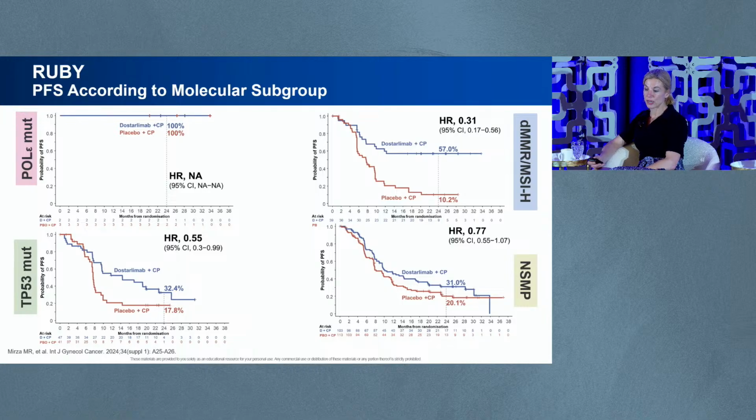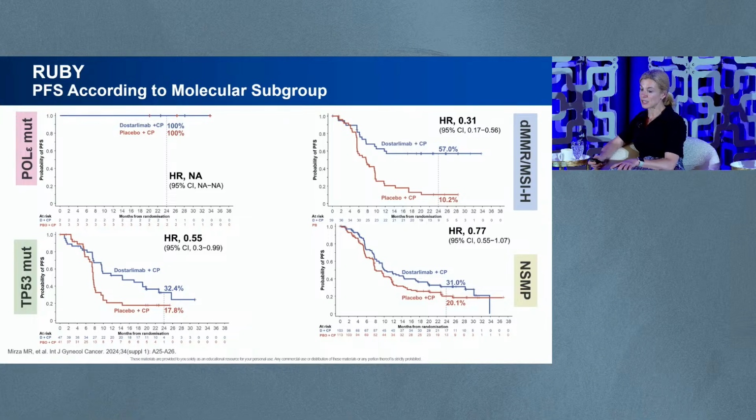where the RUBY trial then classified these patients by molecular subtype. On the upper right corner, we see the mismatch repair deficient, so no surprises there. What was a little bit of a surprise, I think, is that in the mismatch repair proficient, P53 mutated population, we saw a hazard ratio of 0.55.